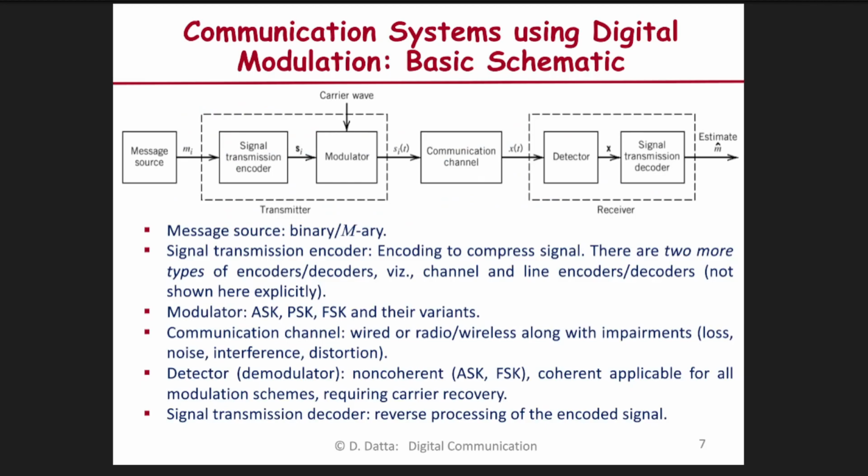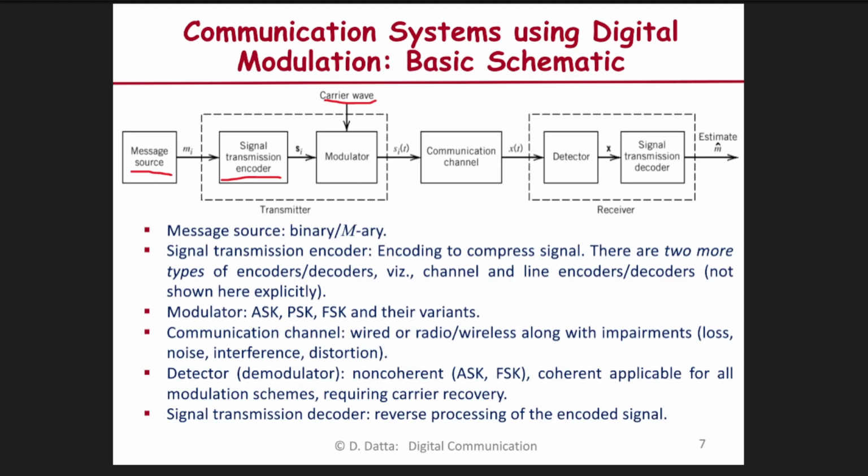This gives you a generic picture of a communication system using digital modulation, the basic scheme. You can see there is a message source. Can you see that message source? Yes, sir. And then you can have a signal transmission encoder. I'll tell you what this is. After that, you have the modulator, whether APSK, FSK, ASK or QAM, whatever you do. For that, you need a carrier wave, that is cos omega ct or sin omega ct, whatever you need. After that, you generate the modulated signal.